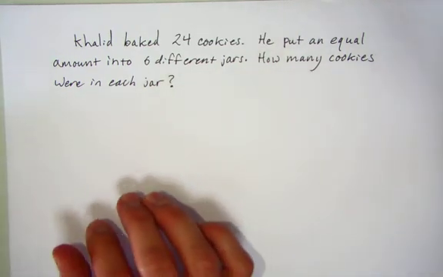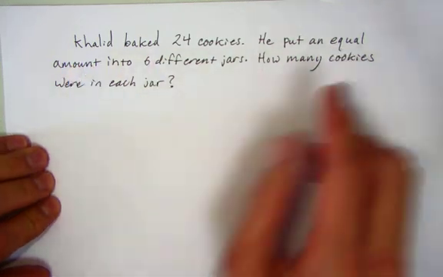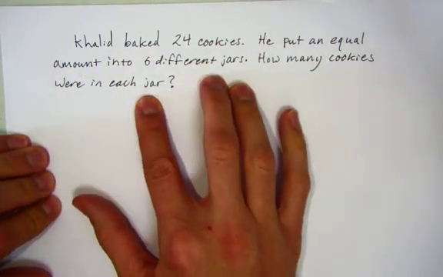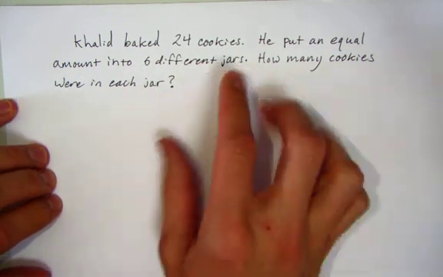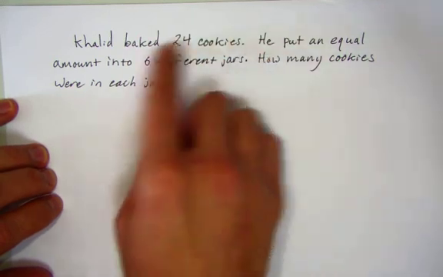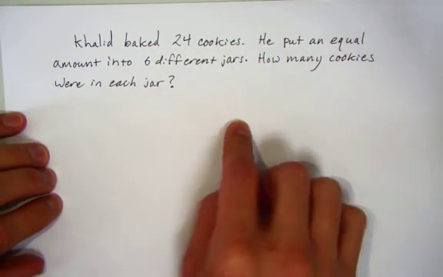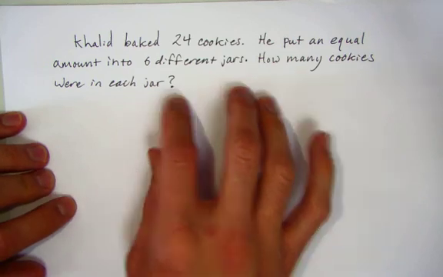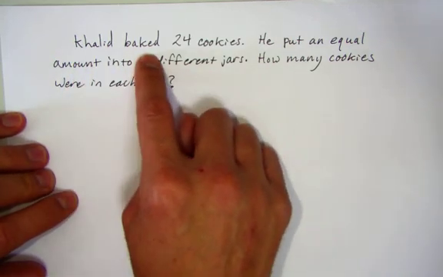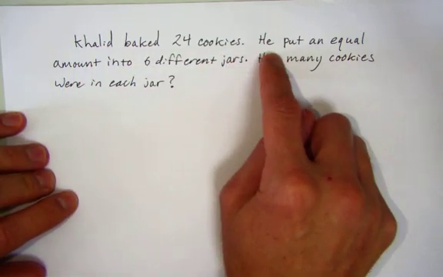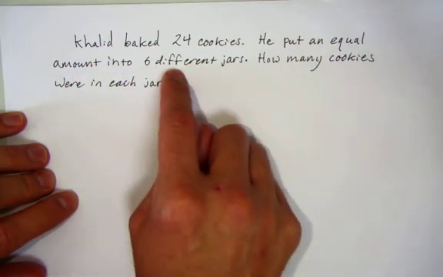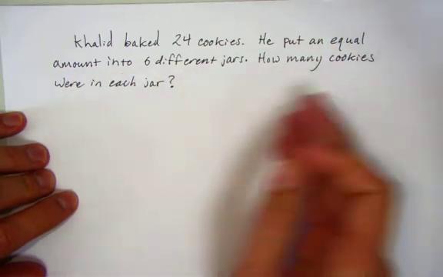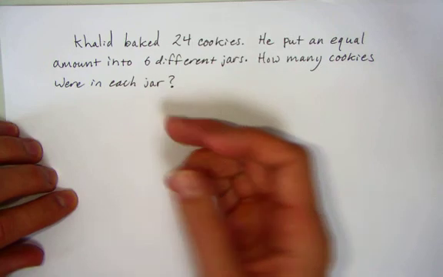So let's first start with reading the story problem. And if you would like to pause the video right now and solve it yourself, and then see if you did it the same way Mr. Manley did, that'd be great. Okay. Khaled baked 24 cookies. He put an equal amount into 6 different jars. How many cookies were in each jar?